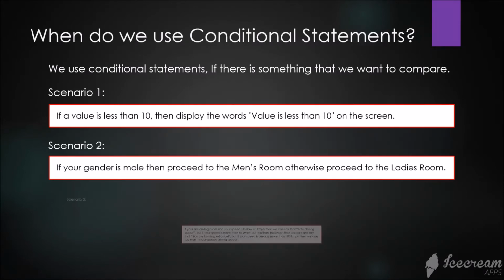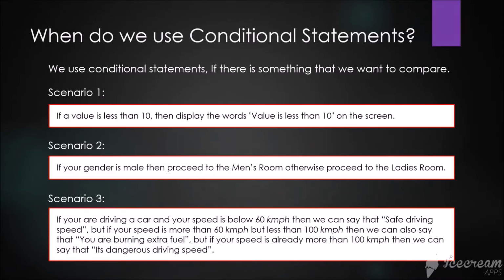Okay, then we also have the third scenario. Let's say you are driving a car and your speed is below 60 km per hour, then we can say that it's a safe driving speed. But if your speed is more than 60 km per hour but less than 100 km per hour, then we can also say that you are burning extra fuel. But if your speed is already more than 100 km per hour, then we can say that it's a dangerous driving speed. So what are those things that we're trying to compare here?